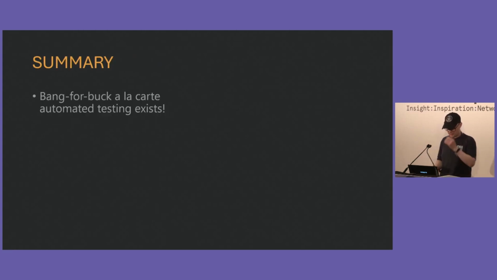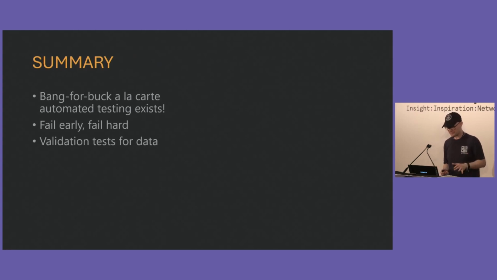So to summarize, bang for buck, a la carte automated testing exists. You can do a little, or you can do a lot. You can do it late in the project, or you can do it early in the project. But you can do whatever you want, and you can still get some return on investment here, even if you only want to spend a day on it. You should fail early and fail hard. You can do this bit, even if you don't do any tests. I still think you're going to end up with a better game at the end of it.